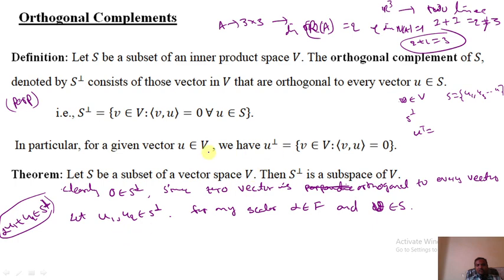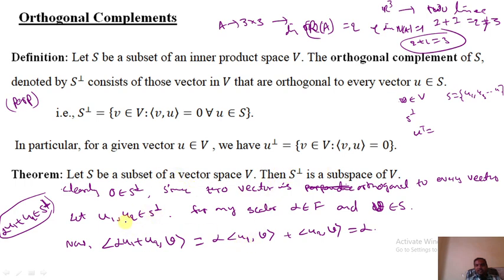Now you have to prove that the vector is in S perp, meaning it is orthogonal to this vector. Our aim is to prove the inner product of alpha u1 plus u2, v is 0. Then alpha u1 plus u2 belongs to S perp. By the inner product definition, we can write alpha times the inner product of u1, v plus the inner product of u2, v. Now u1 belongs to S perp and v belongs to S.